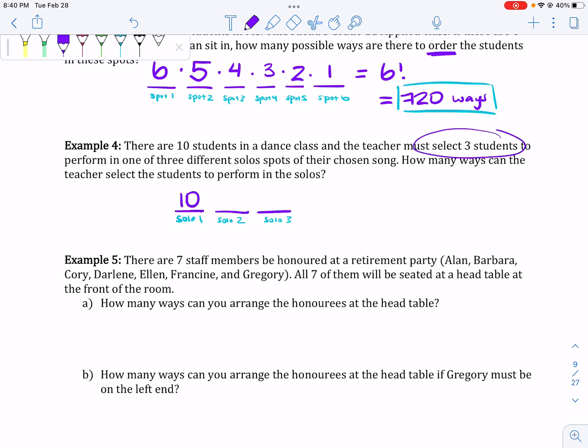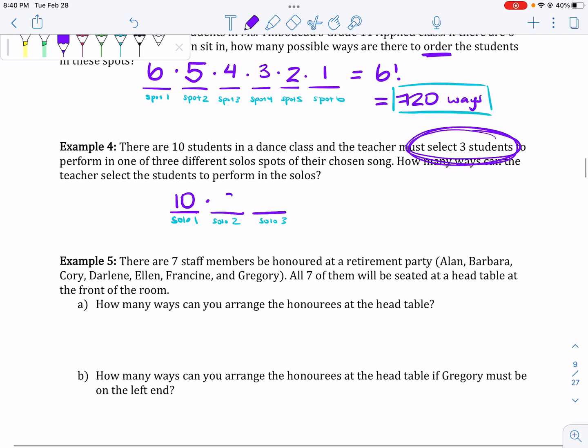Now notice the question says that I have to select 3 students, which means I'm not going to select the same student 3 times. So when I'm trying to choose solo 2, I don't have 10 options because a student has already been taken out of the running. So my next amount of options for solo 2 is 9. I could only choose from the remaining 9 students. And after I choose soloist number 2, I only have 8 students remaining. Now here, my answer isn't a factorial. It's 10 times 9 times 8.